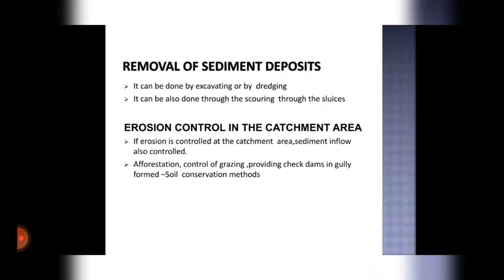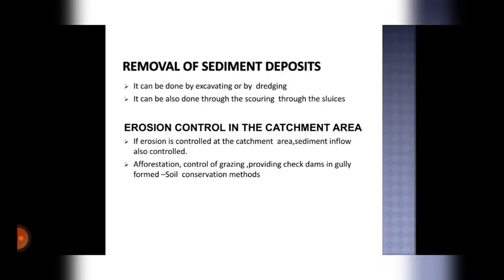After the deposition of the sediments in the reservoir, it can be removed either by excavating or by dredging. It can also be done through scouring through the sluices. For scouring, the sluices should be provided at the bottom of the dam. But this brings a lot of structural problems. Hence, it is not suitable or preferred for the larger reservoirs.